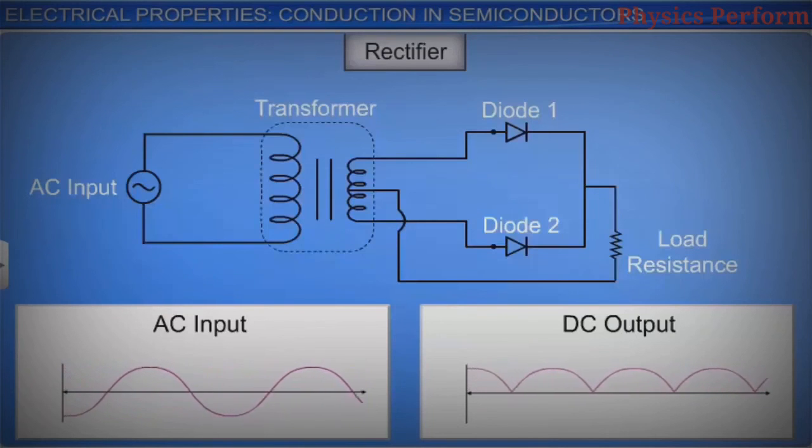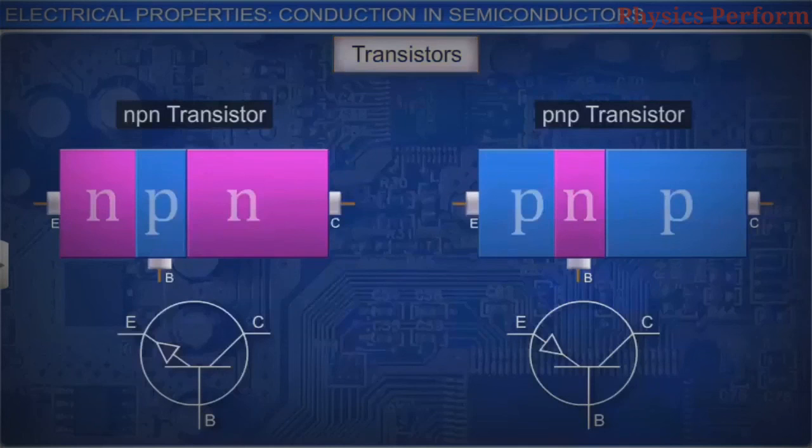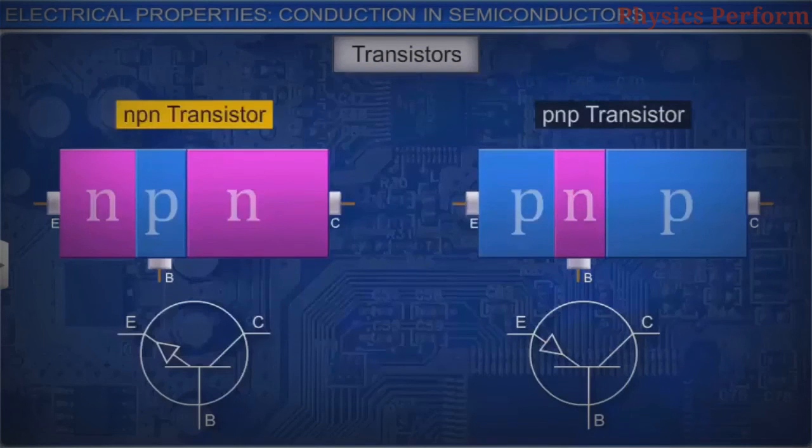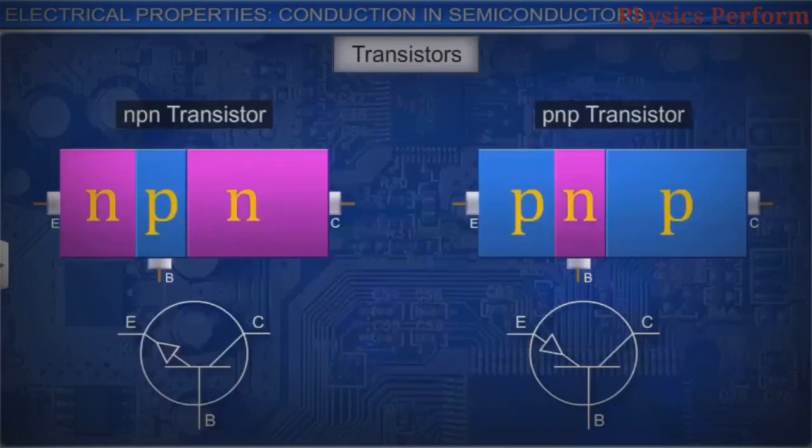Another application of N and P semiconductors is in the transistor. It is a semiconductor device used to amplify current. There are two types of standard transistors, NPN and PNP. The letters refer to the layers of semiconductor material used to make the transistor.